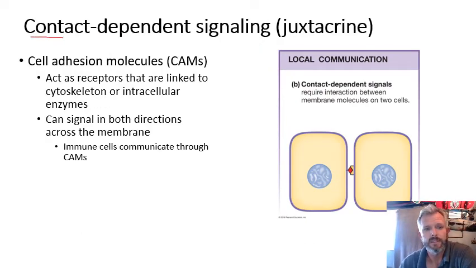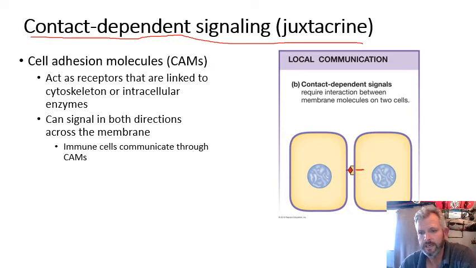Another type of local signaling is juxtacrine, or contact-dependent signaling. This is where we have these CAMs, cell adhesion molecules, which act as receptors. They can be linked inside to the cytoskeleton, or they can activate intracellular enzymes. They're on the surface, and what's binding is a molecule on the surface of another cell.